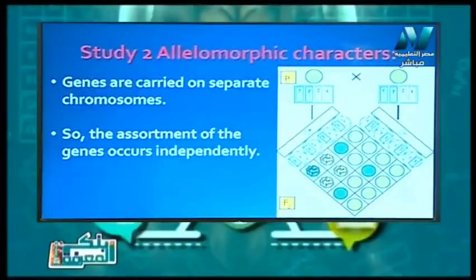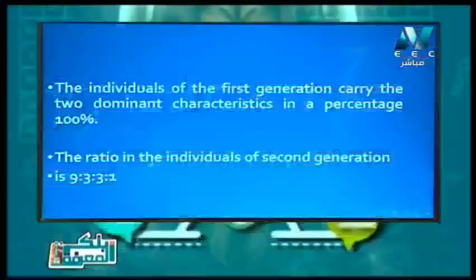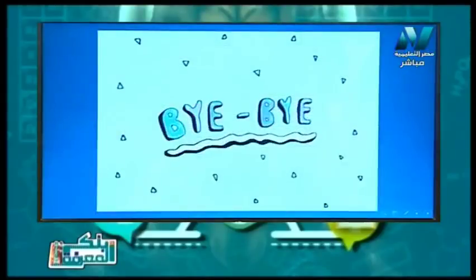Independent assortment means that the homologous chromosomes separate independently from each other and produce the new individuals as you see here. The individuals of the first generation carry the two dominant characters and represent 100%, and the ratio in the second generation, as we saw, is 9 to 3 to 3 to 1.